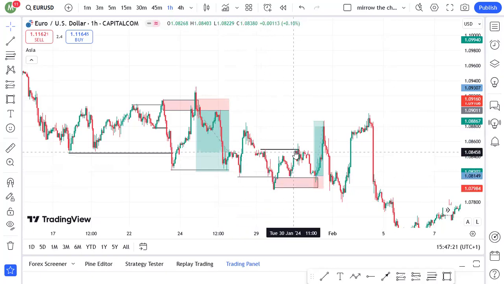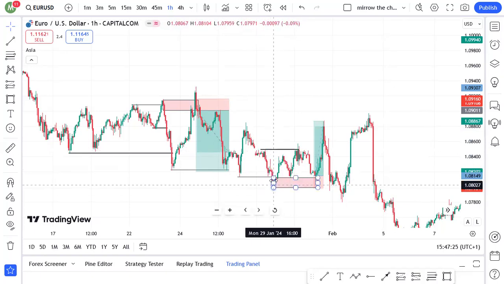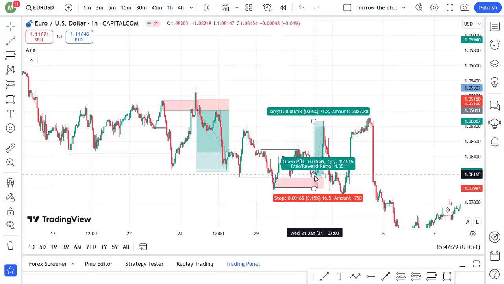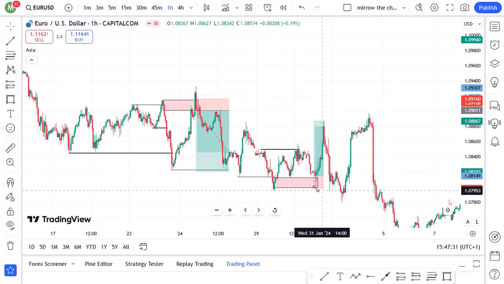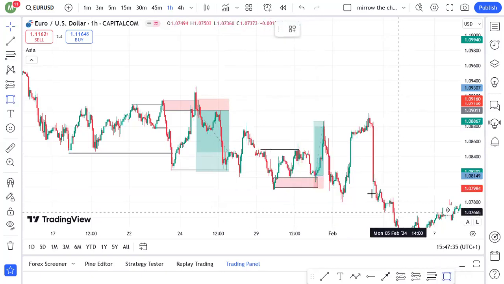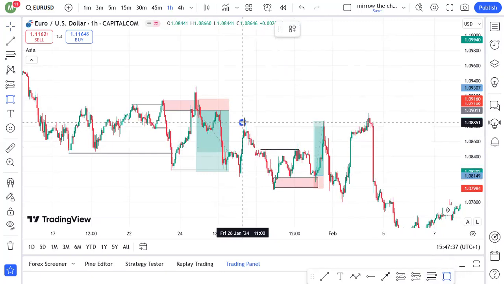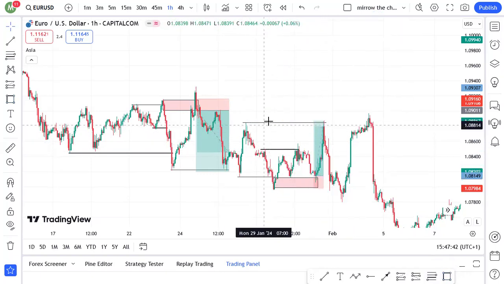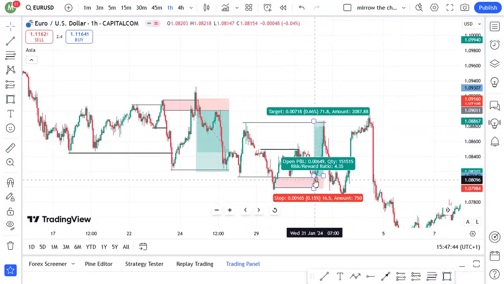And traded back up and did what? And broke structure to the upside, leaving for us what? POI for us to work with. You see how price came back to that POI and respected that POI, and tapped into that POI. And see for what? Buy side liquidity, after price tapped us in.